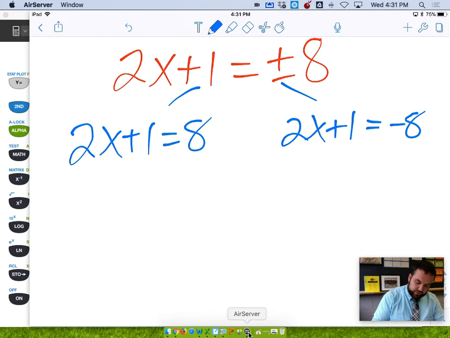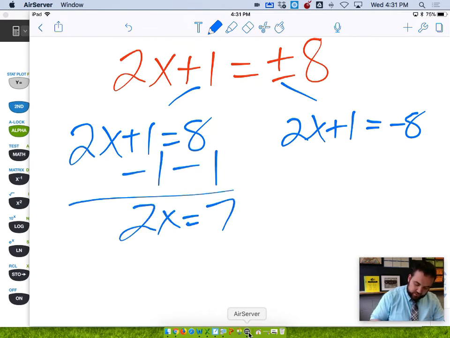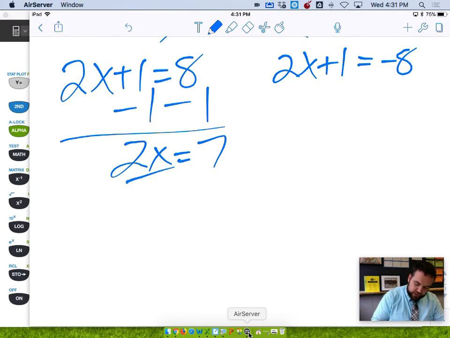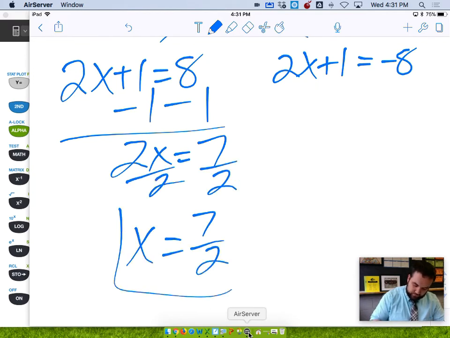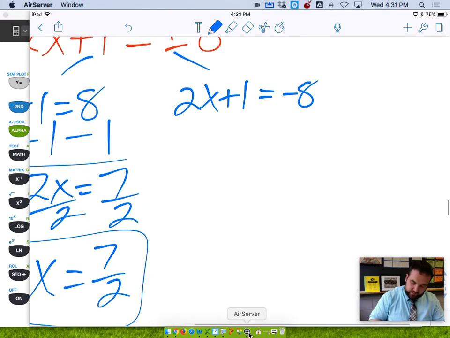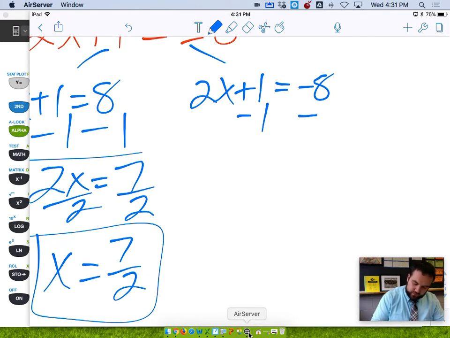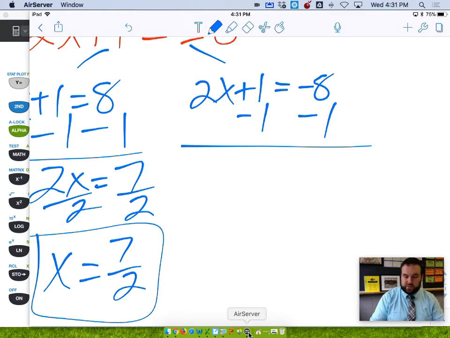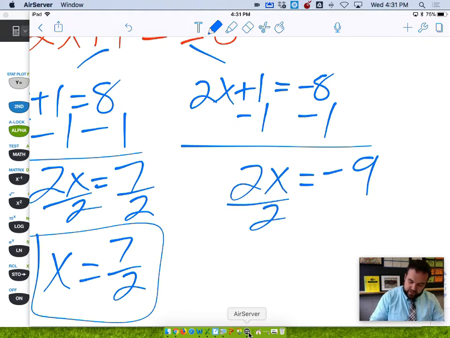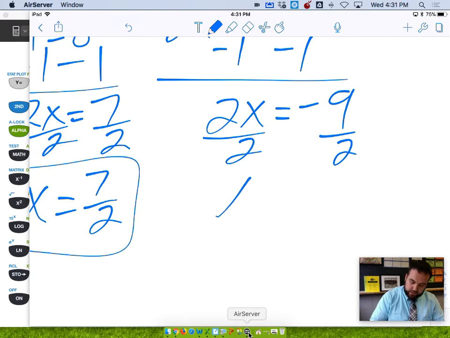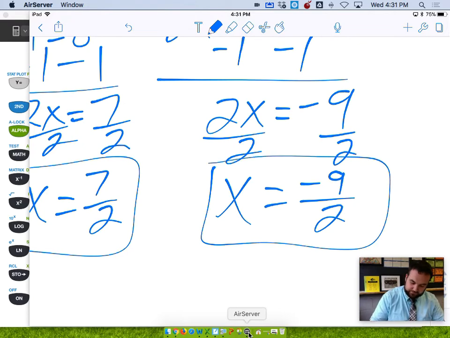Then we can just use regular algebra. Subtract 1 from both sides. 2x is equal to 7. So one of my solutions when I divide by 2 is 7/2 or 3.5. My other solution here, again, the steps are going to be the same. Be careful when you subtract 1 from negative 8. That's going to give me negative 9. And then I divide by 2 on both sides. And that is x is equal to negative 9/2 or negative 4.5.